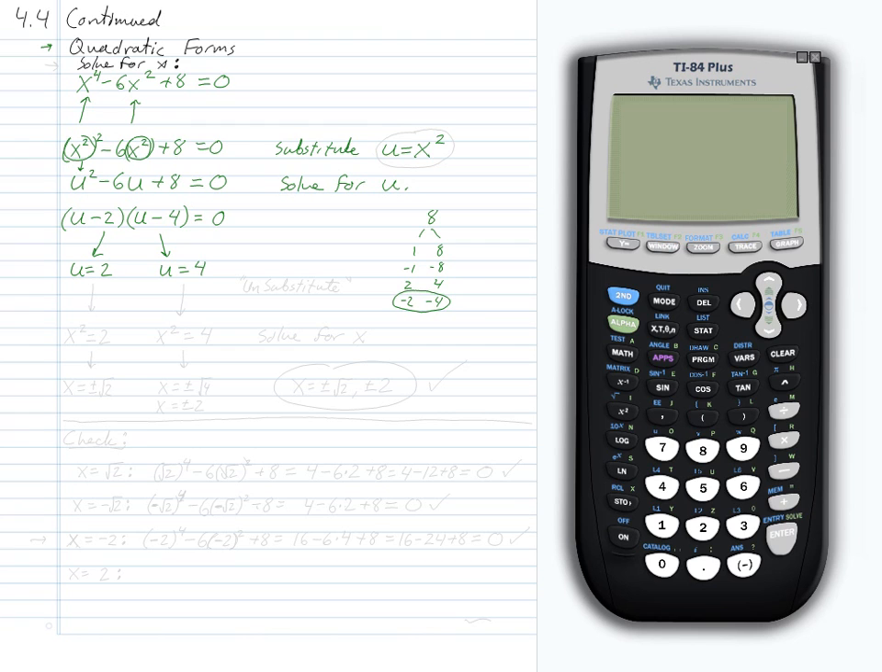Well, we're almost done. We don't actually care so much about what u is. This is just an intermediate process. Going back to our original statement, we want to know what x is. But x and u are related in this way. U is just x squared, so we substitute that value back in. So x squared is actually what's equal to 2, or x squared is actually equal to 4. And then we solve for x. I would say we unsubstitute.